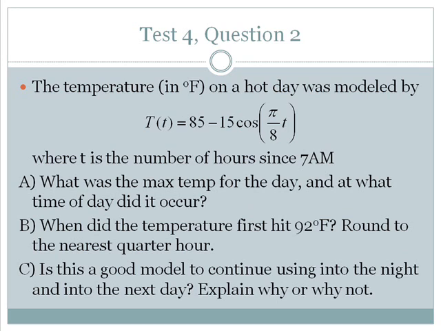I also asked what time of day did it occur, and by time of day, I don't just mean at t equals 2. I mean, was it 9:30 in the morning? Was it 2:30 in the afternoon? Was it 4 o'clock in the afternoon, something like that. So question B, following that same idea, when did the temperature first hit 92 degrees? And I said it was okay for students to round to the nearest quarter hour.